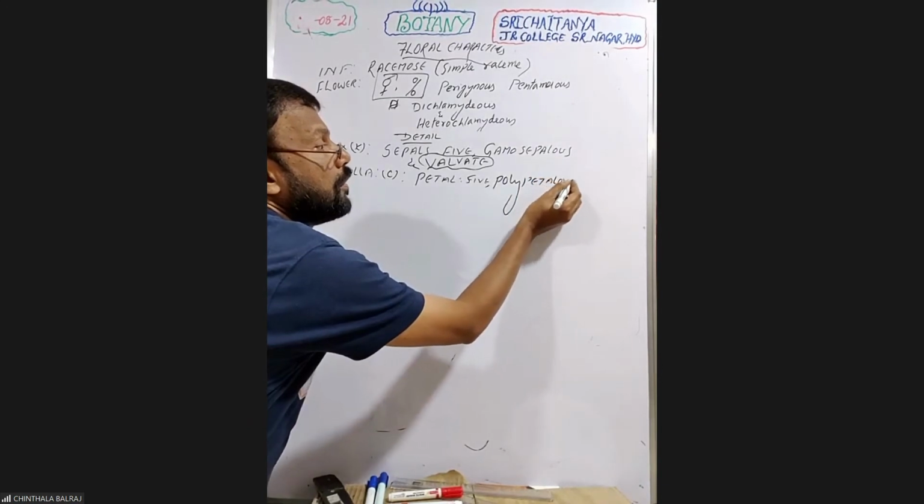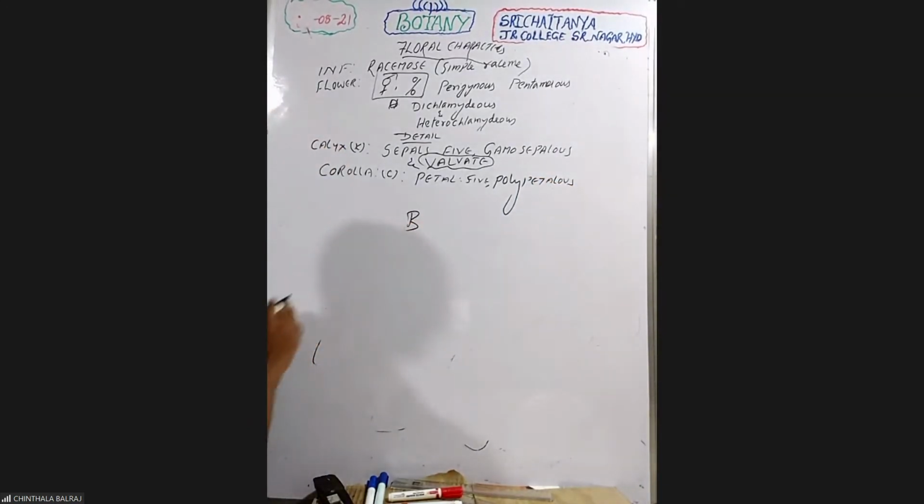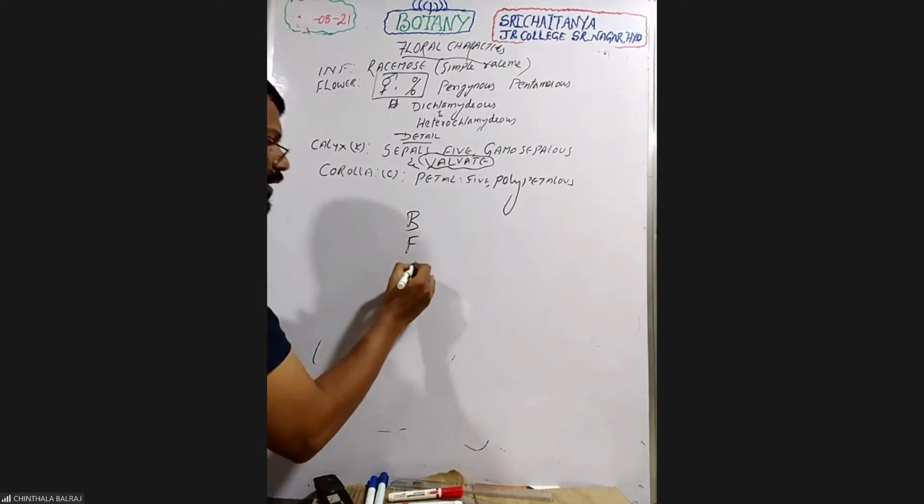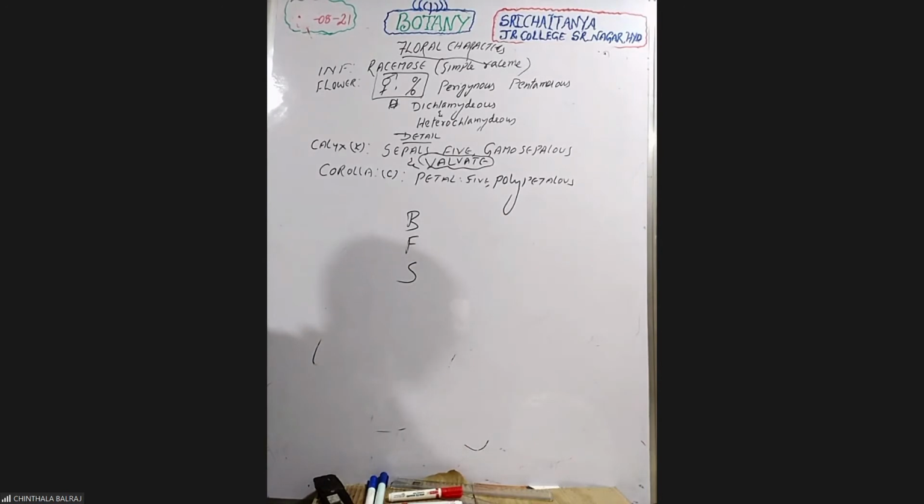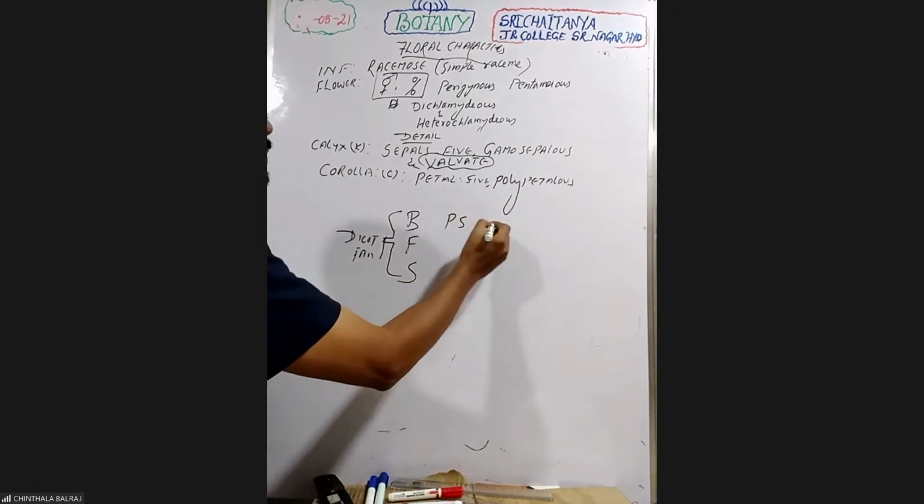B for which family? Brassicaceae. F for which family? Fabaceae. S for which family? Solanaceae. But all these three families are which families? Dicot. In which dicot family polysepalous, polypetalous condition is seen? Brassicaceae.